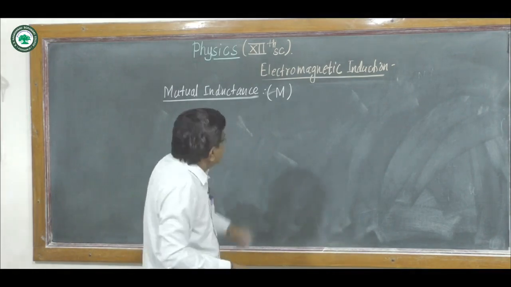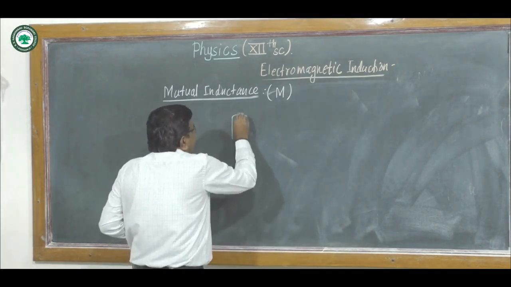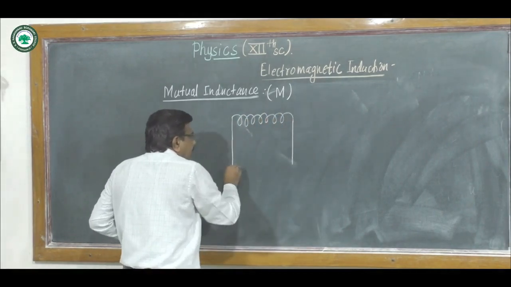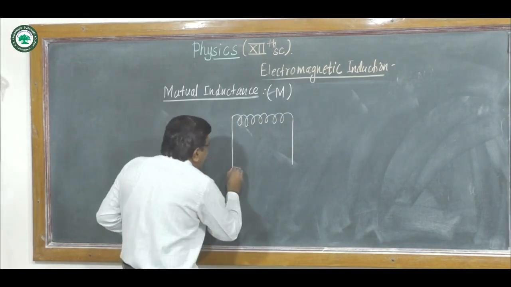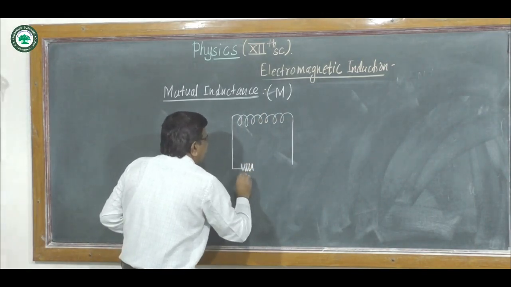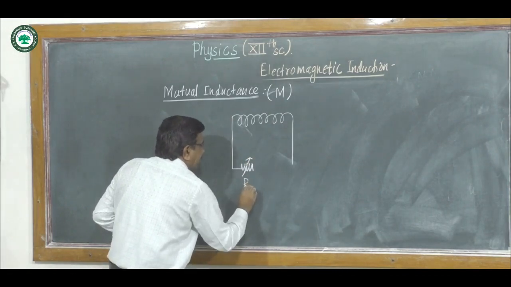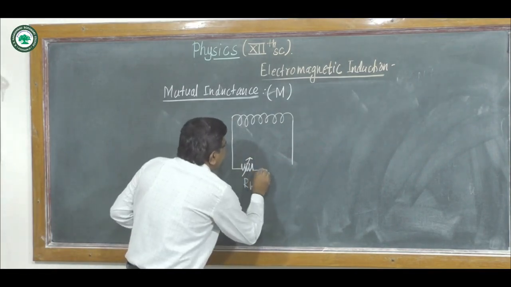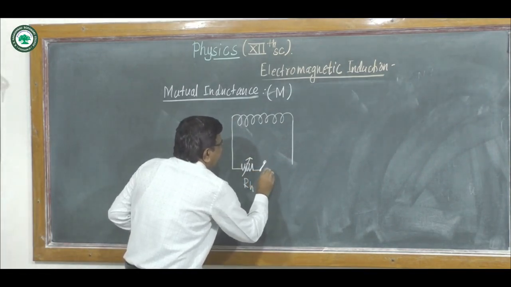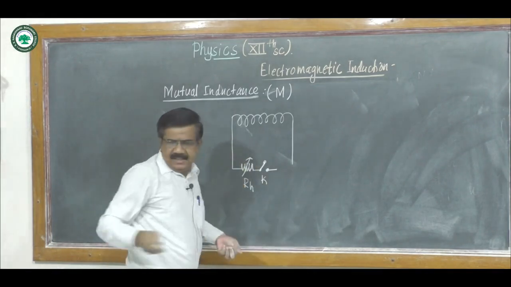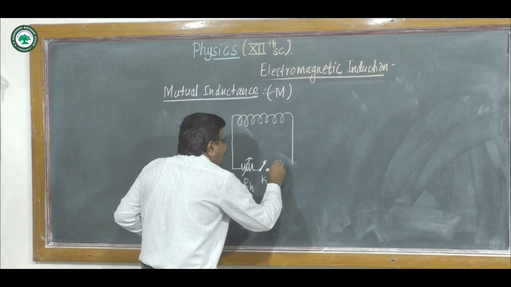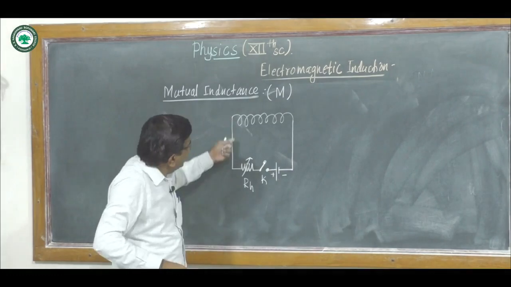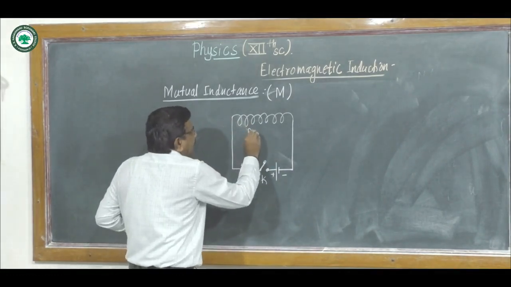In mutual inductance, we consider two coils. The first coil is called the primary coil. This is the circuit. Here there is a rheostat to change the current, a key, and a battery. This coil is the primary coil. We call it the primary coil.